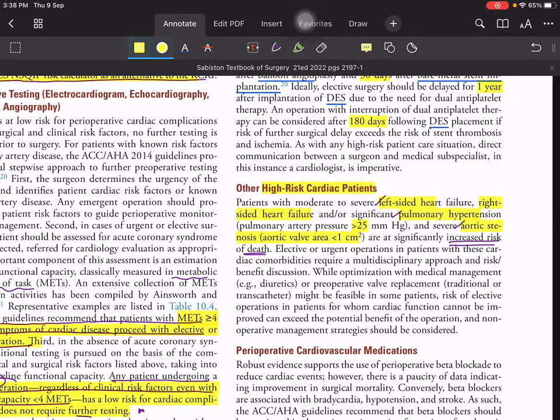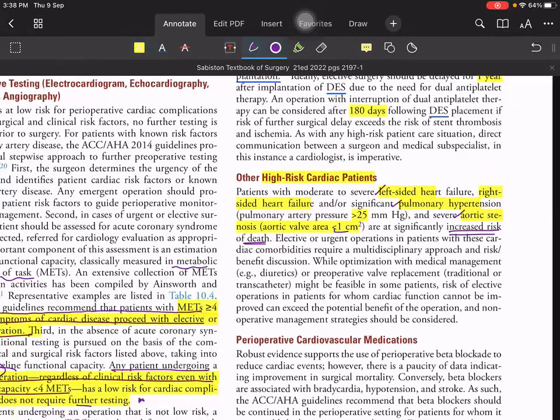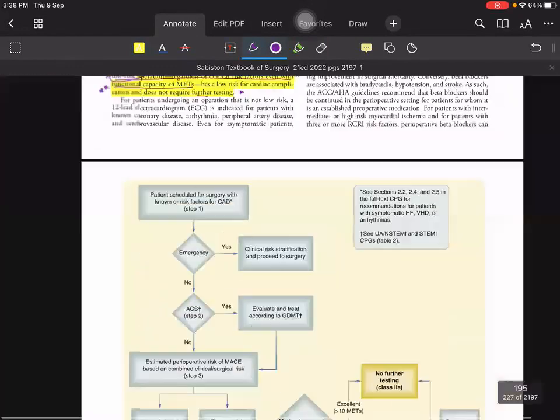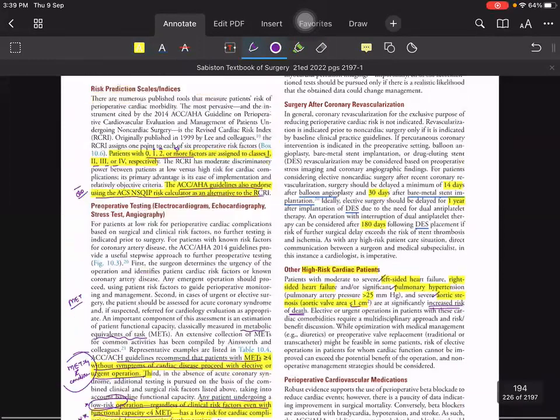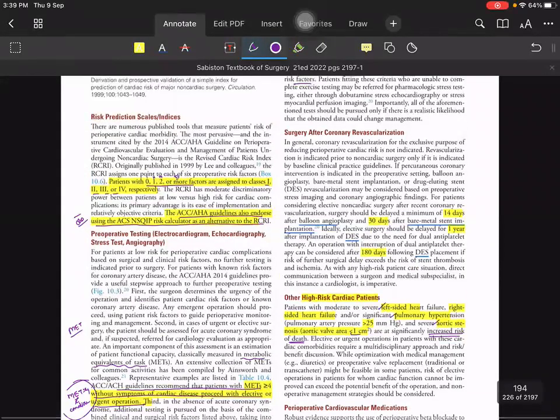The value is important. Pulmonary hypertension more than 25, and aortic stenosis, aortic valve area less than 1 centimeter square. And the drug-eluting stents, I will tell that.